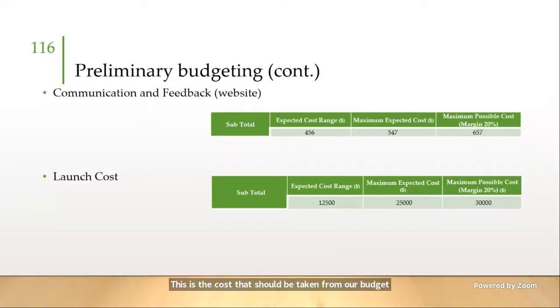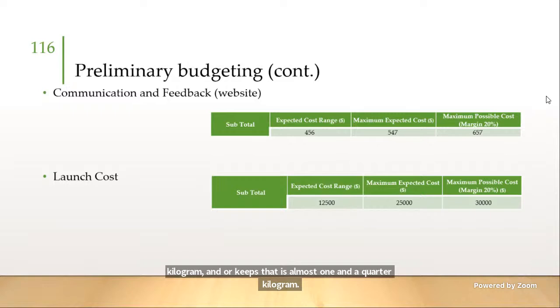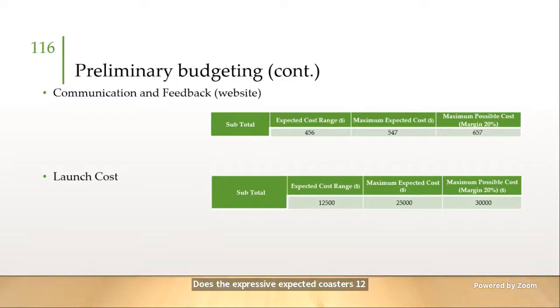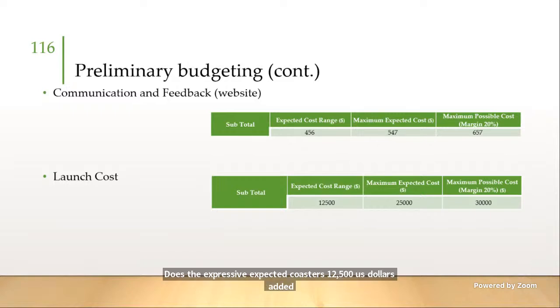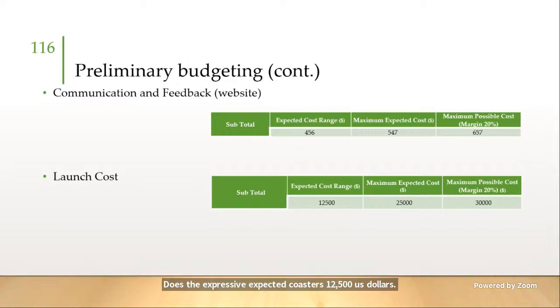For the launch cost, as previously mentioned, we are considering Astrius to be our launcher. Astrius charges $10,000 per kilogram, and our CubeSat is almost 1.25 kilograms. Thus, the expected cost is $12,500 US, and adding a contingency of 100% and a 20% margin makes it a total of $30,000.